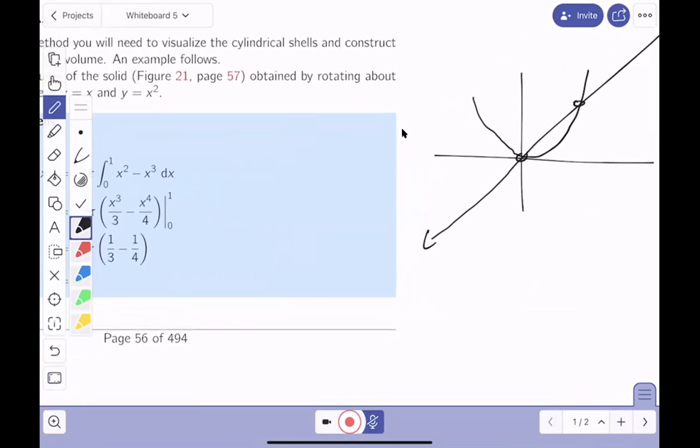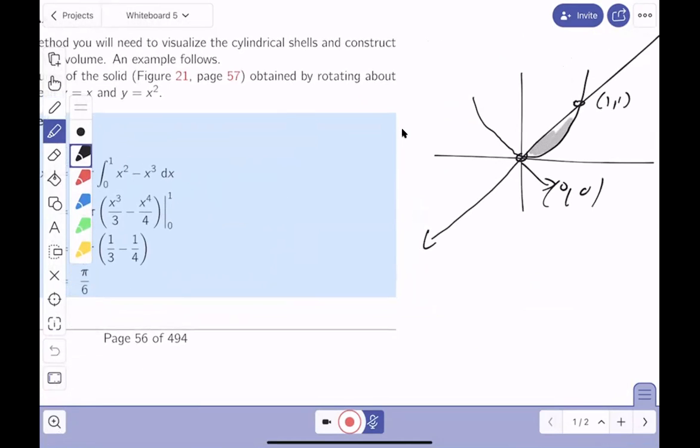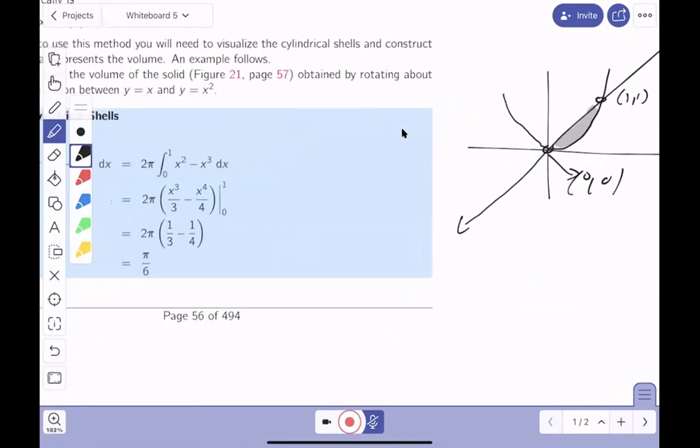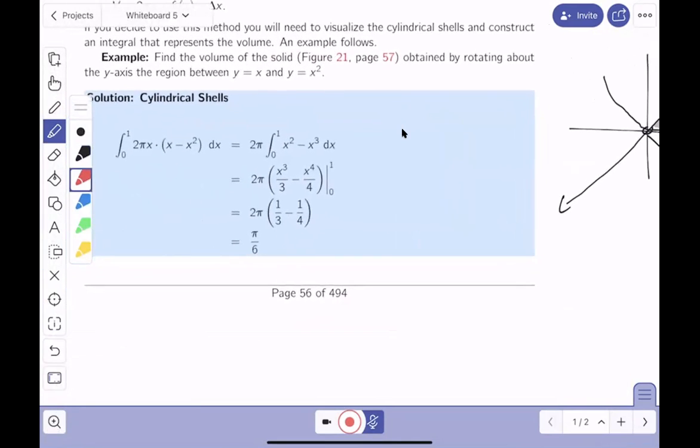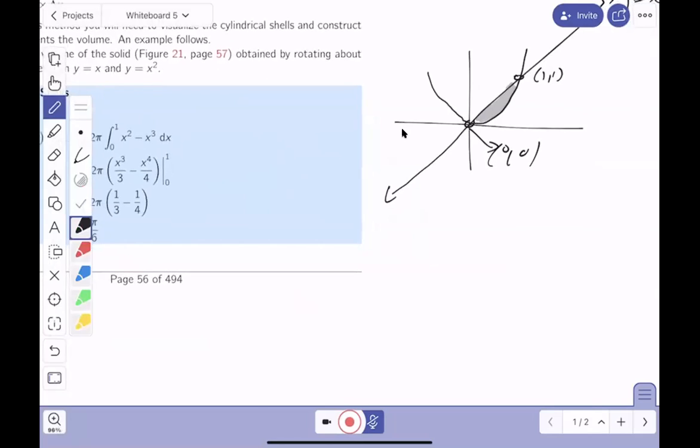And again, I'm not saying it's a great picture, but I got my points over here, (1, 1), and I got a point over here, (0, 0). And I definitely see a region that's being enclosed here. And this is the region. What are they going to do with the region? I don't know. I have to read it. What do they want to do with this region? Oh, they want to rotate this thing about the y-axis. So it's going to rotate like this, about the y-axis. This is the y-axis, and this is x.